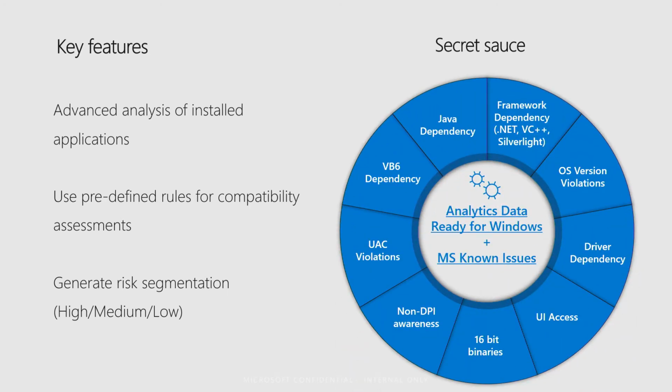Here is the secret sauce. If you see this donut, in the outer ring, these are all the compatibility rules or checks we have in the toolkit today. Some of my favorite ones are Java dependency, VB6 dependency, and driver dependency. In the demo, we will give you an overview and talk about why these are important and how they are relevant. And in the inner ring, we also look at other data sources, such as the Ready for Windows database and the Microsoft compatibility database, and use all of those to come up with this risk rating eventually.